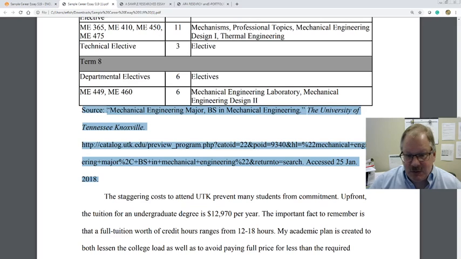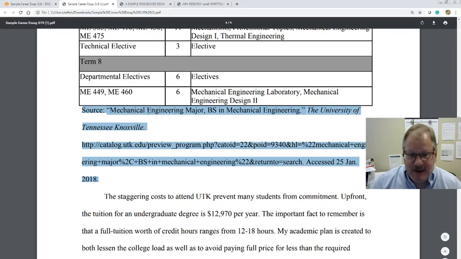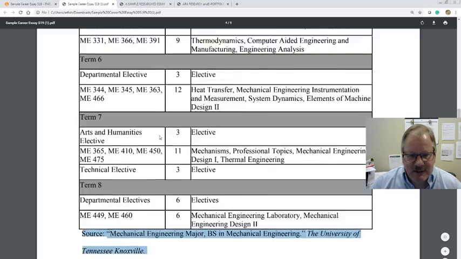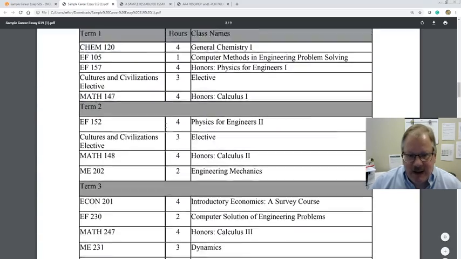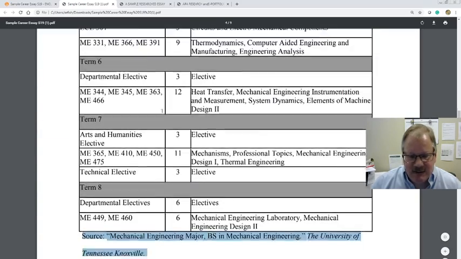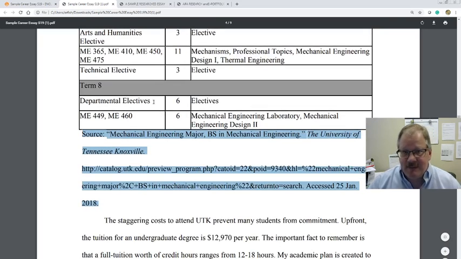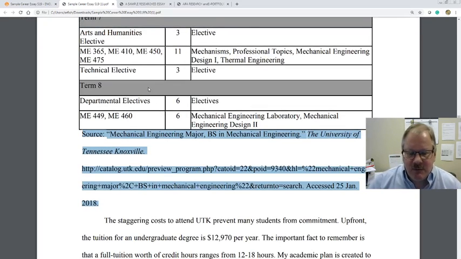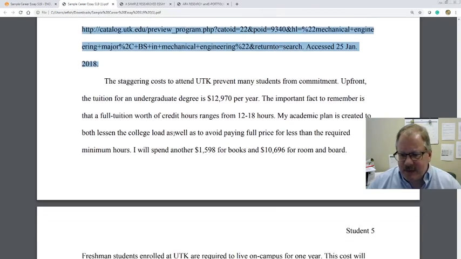You want to put the word Source after your table and give us the works cited entry there, and you also have it on your works cited page. That's what the table should look like. So kind of use this as a pattern. Yours may not be quite as long if you're just getting a 2-year degree. You won't have 8 semesters, I hope.